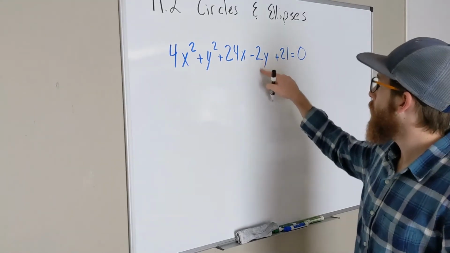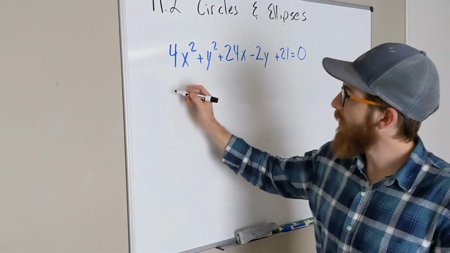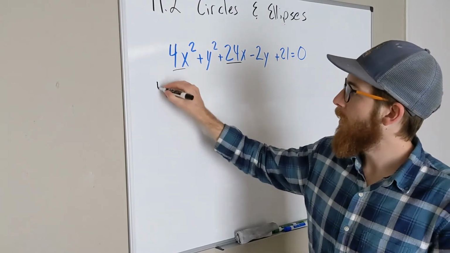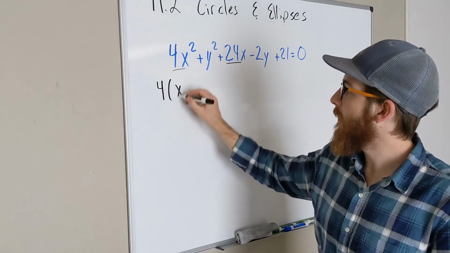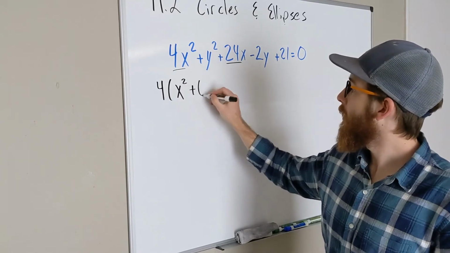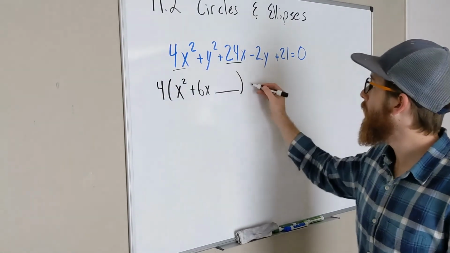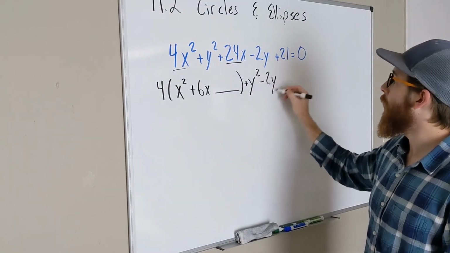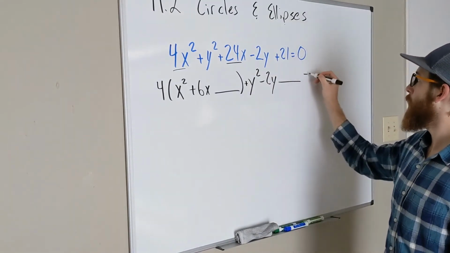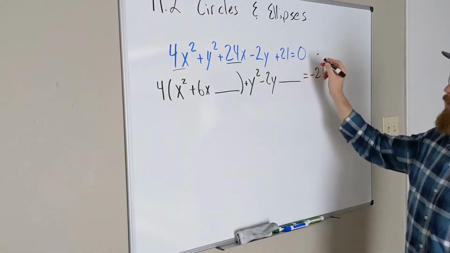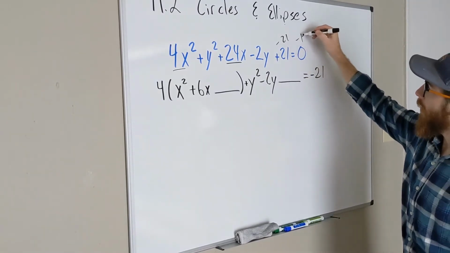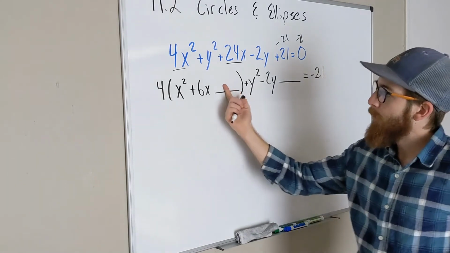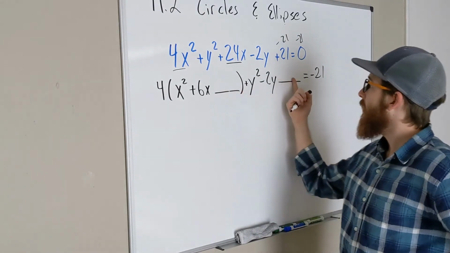So what I want to do first is put the x's together, and I notice that this x and this x have a common factor of 4. So I'm going to go ahead and put that on the outside. 4 times x squared plus 6x, leave some room, plus y squared minus 2y, leave some room, equals negative 21. I move the 21 over here. Okay, now I have to complete the square here and here.